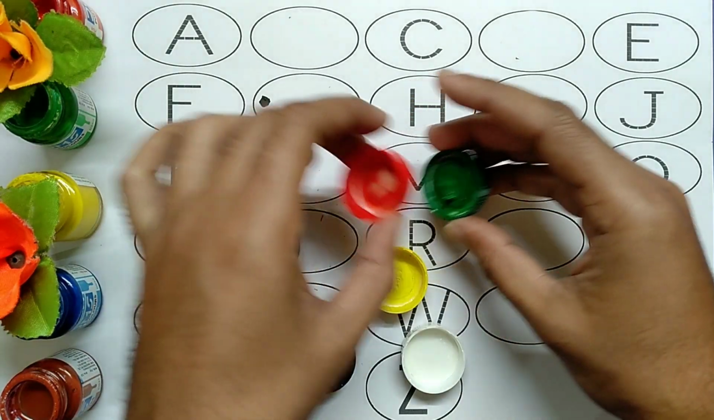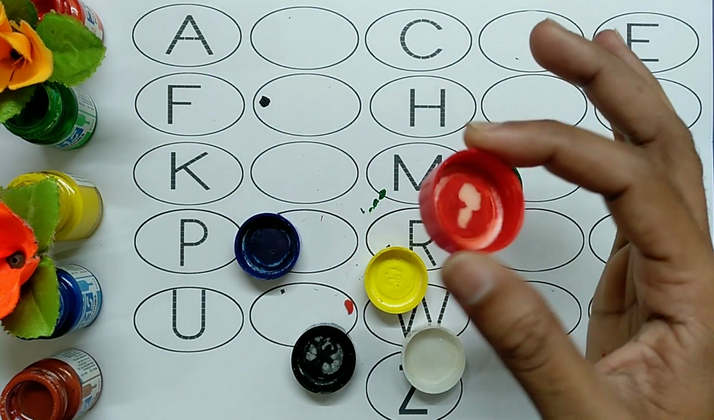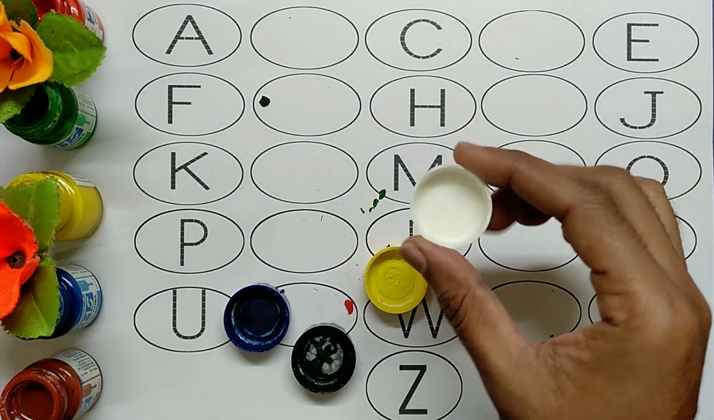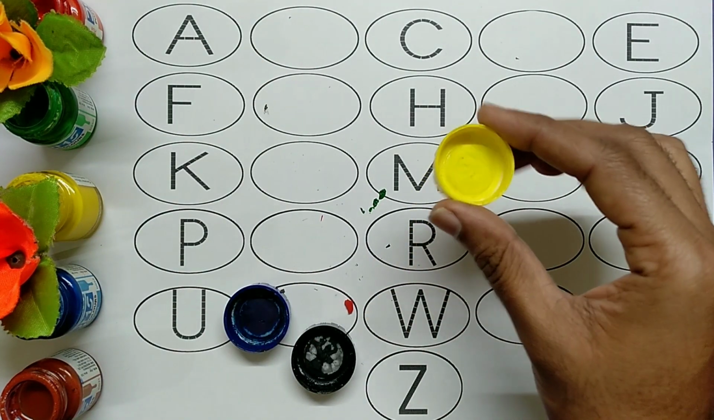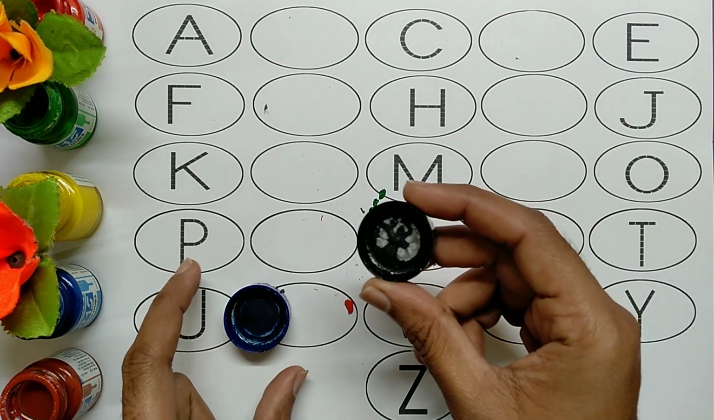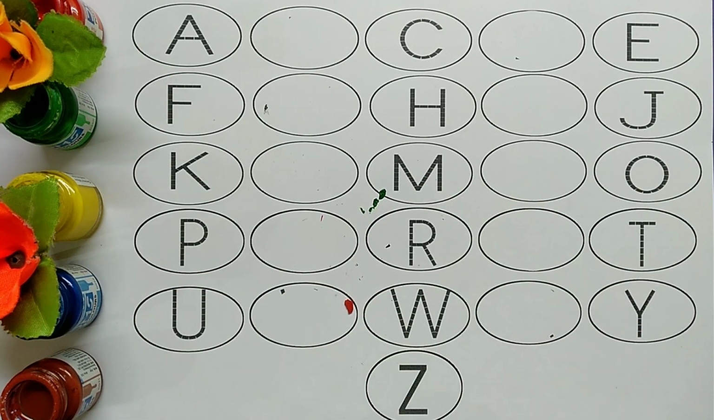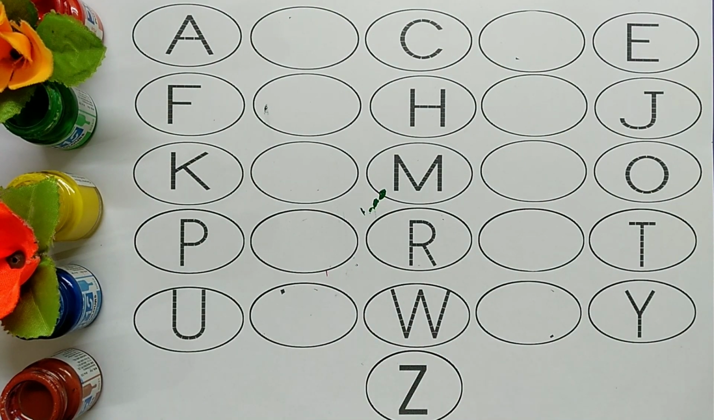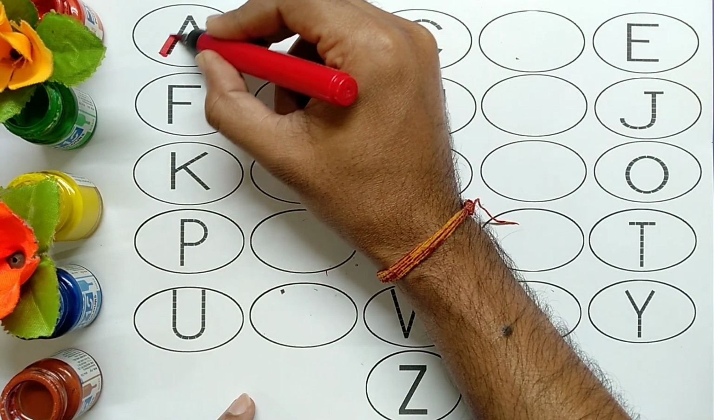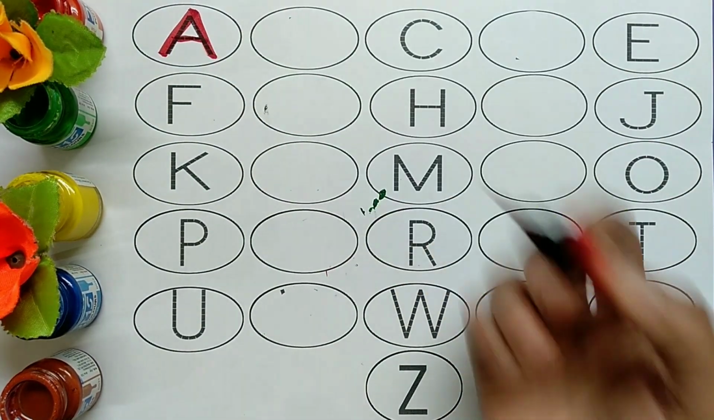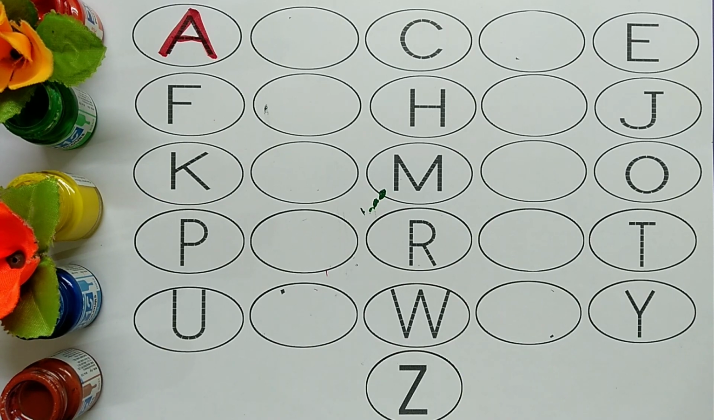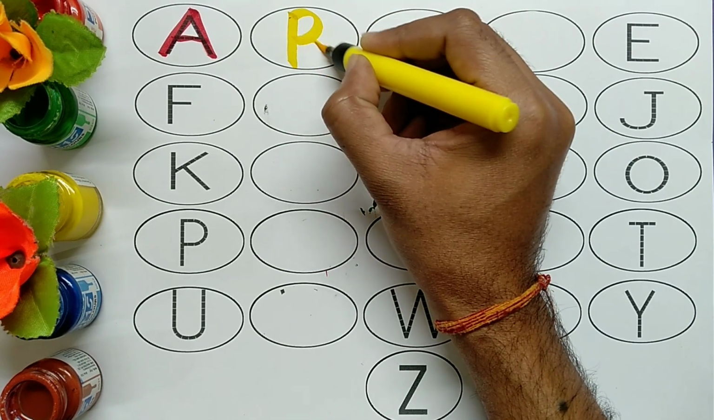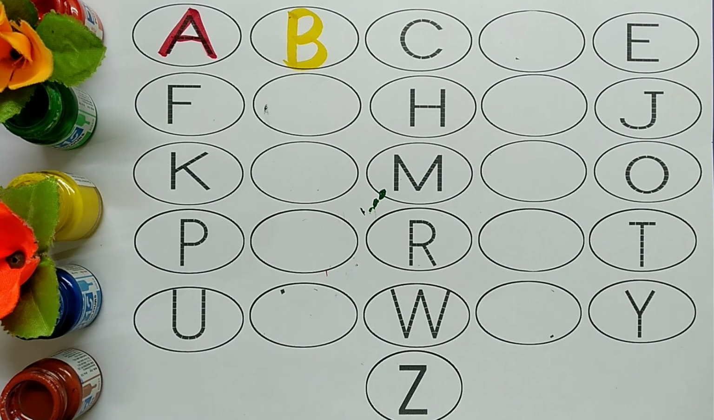Hello bachcho, colors name. Red color, green color, white color, yellow color, black color, blue color. Red color. A, A for apple. Yellow color. B, B for ball.